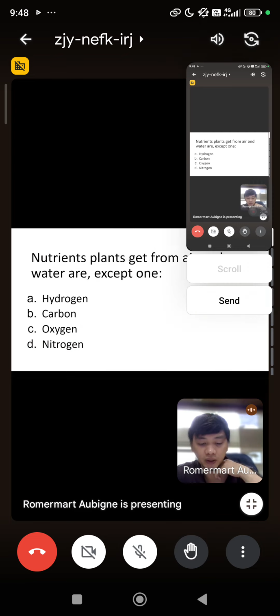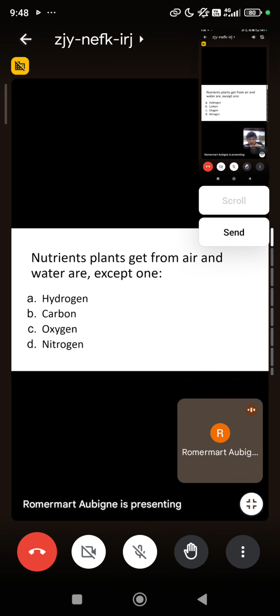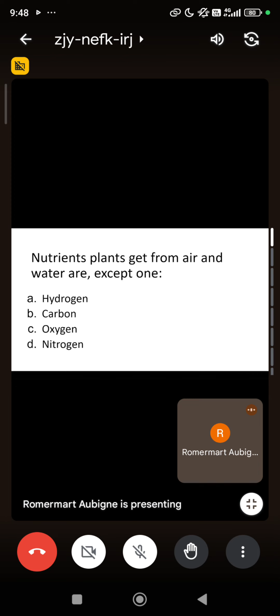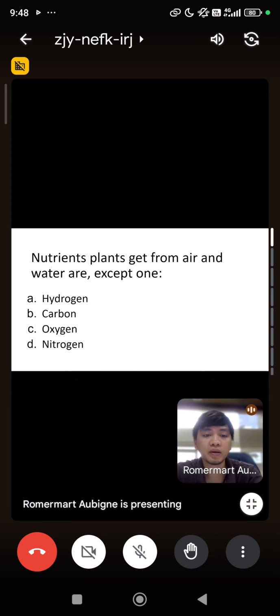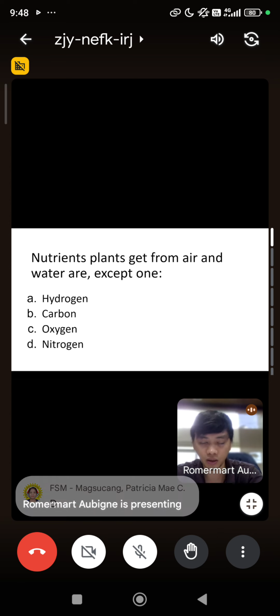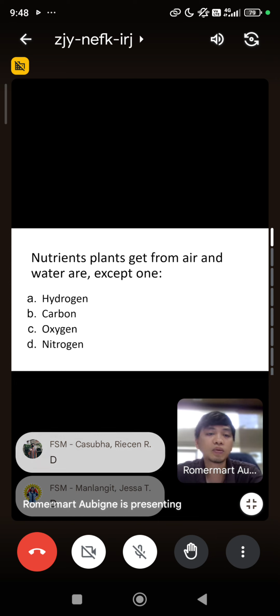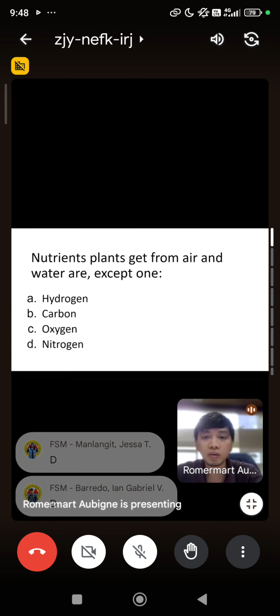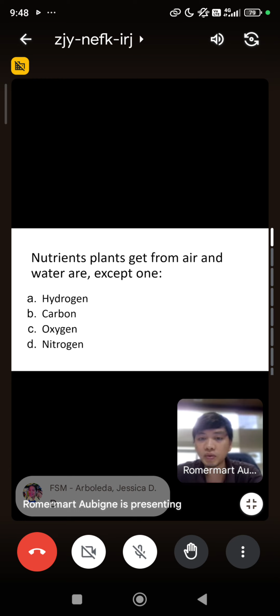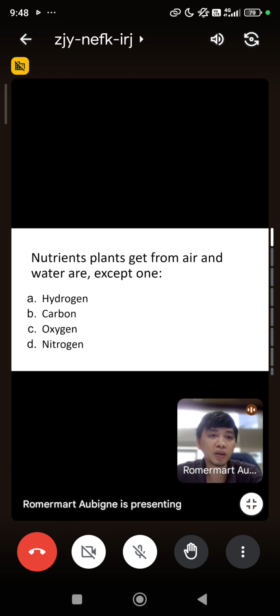No? Next, nutrients plants get from air and water are except one. A. Hydrogen. B. Carbon. C. Oxygen. D. Nitrogen. Nutrients plants get from air and water are except one. Isa po dito ang hindi nakukuha ng plants sa air and water. So, tignan natin ang mga sagot ng ating mga students. Oh, alam nila ha.